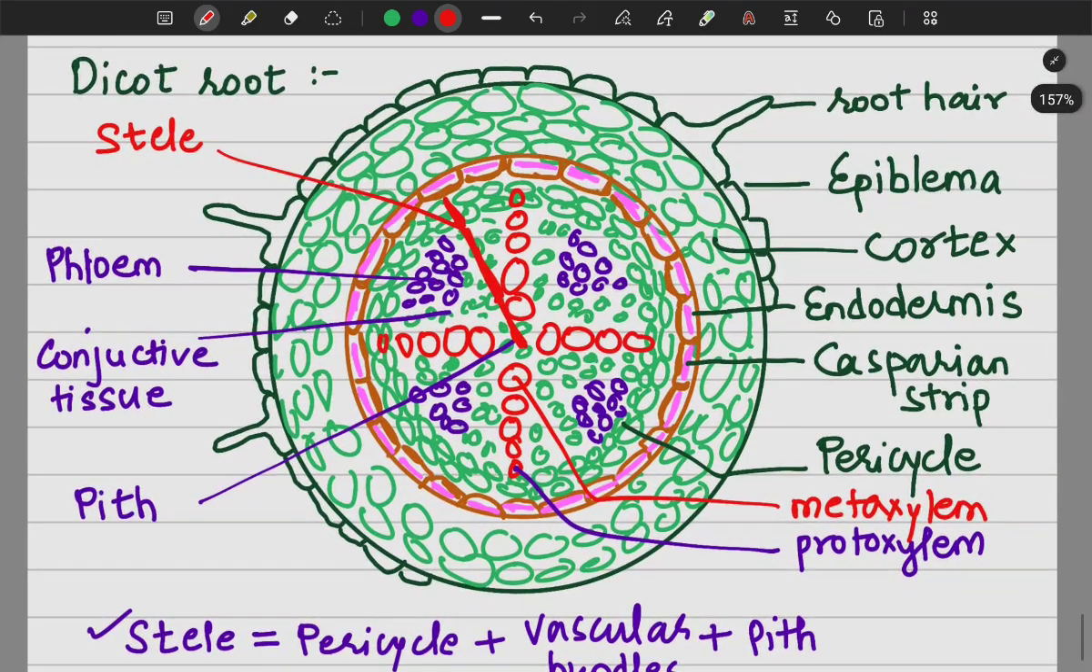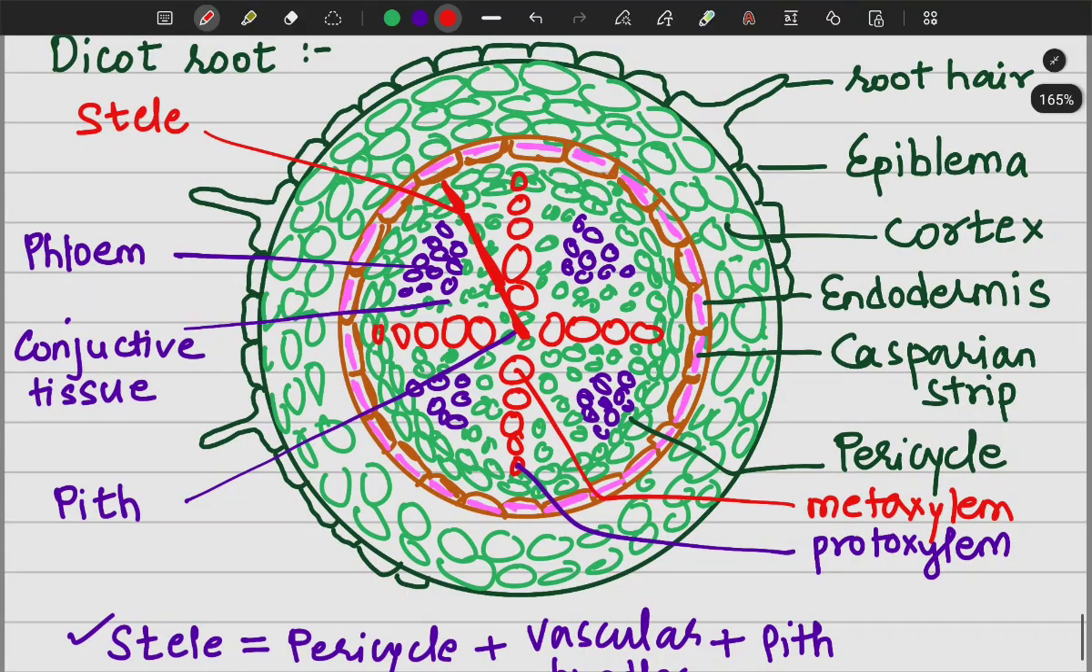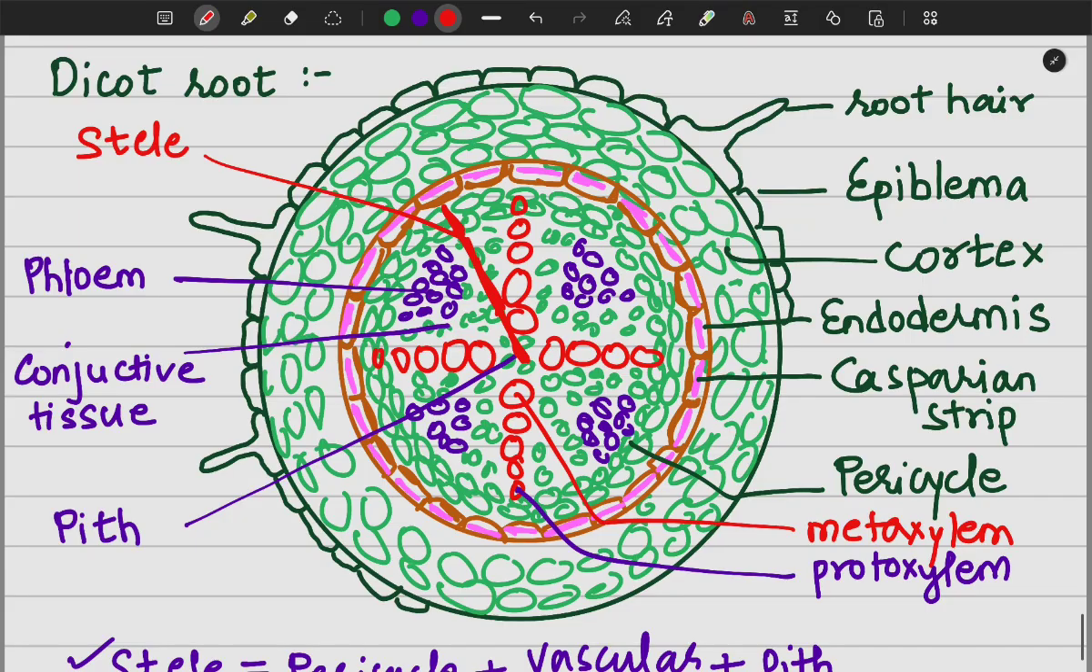So if we talk about the monocot root, then the monocot root will be having similar layers to that of the dicot root. That is, everything will be the same except the vascular bundle and the pith. Alright, so let us learn about what is different in monocot root if we compare it with the dicot root. So there are just three differences, otherwise the diagram is the same.